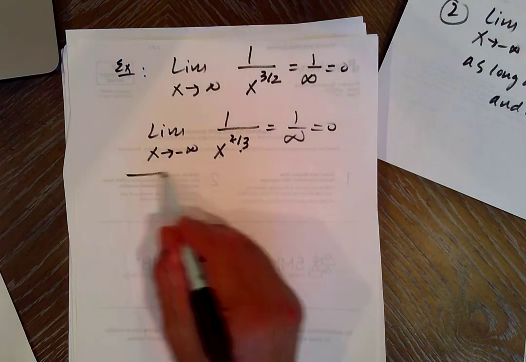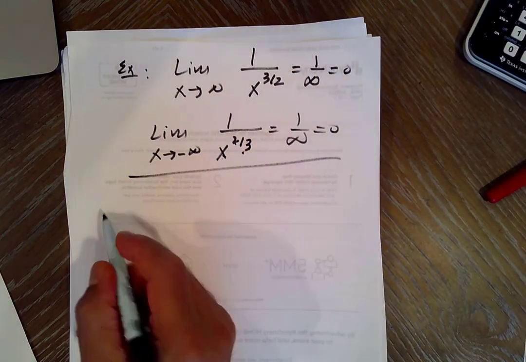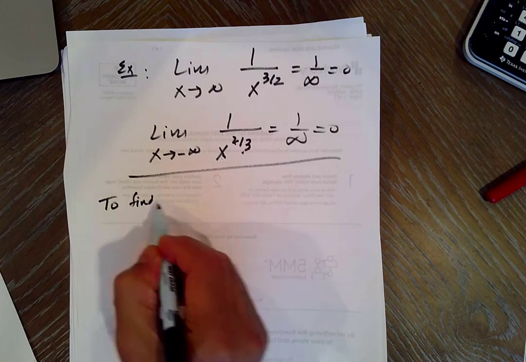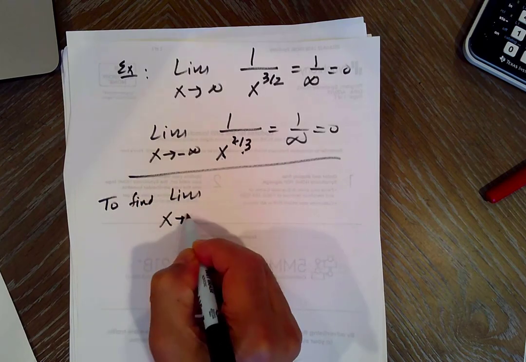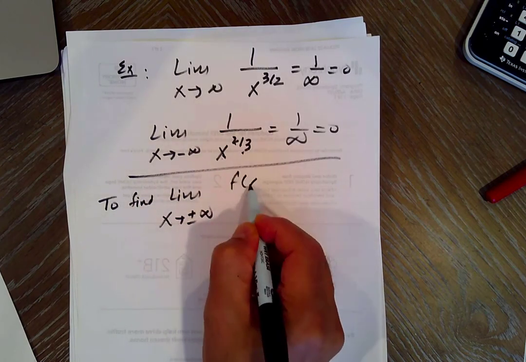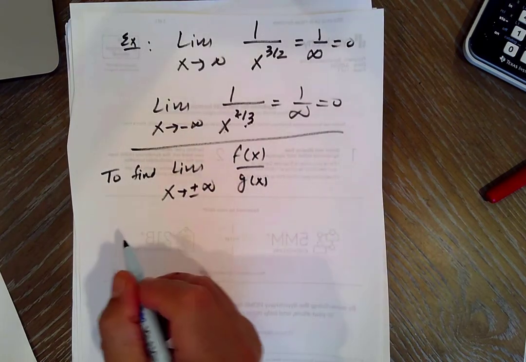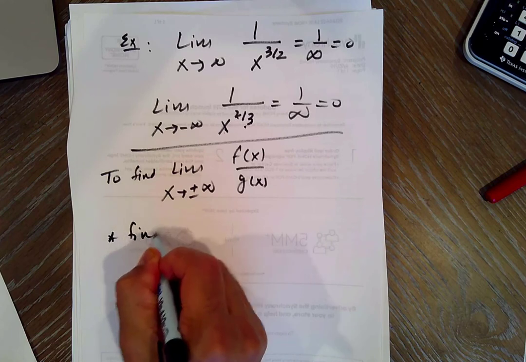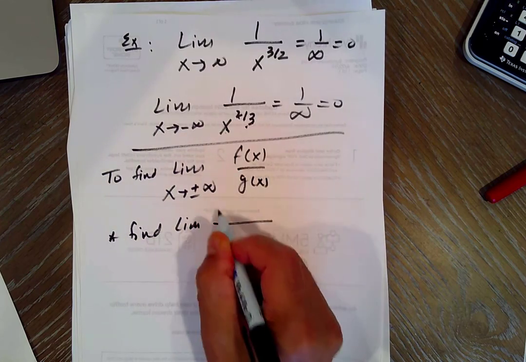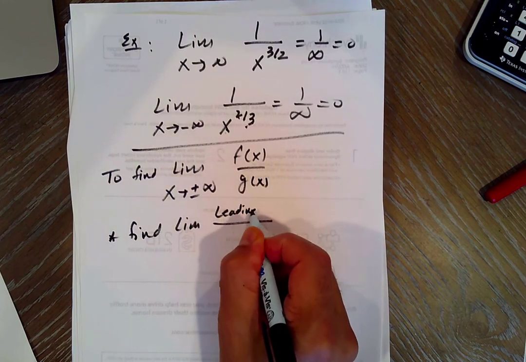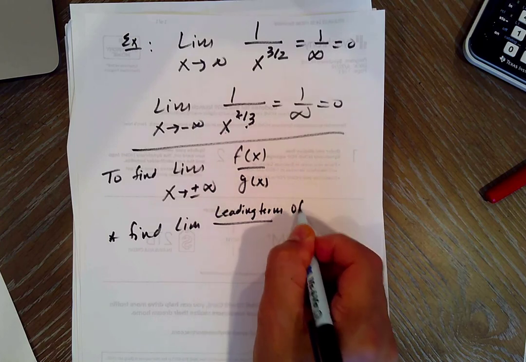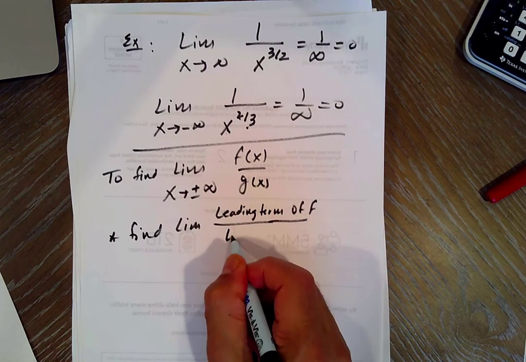All right, so now we have a shortcut rule to find the limit as x goes to plus or minus infinity of f of x over g of x. We can do this in two ways. We can find the limit of the leading term of f divided by the leading term of g.